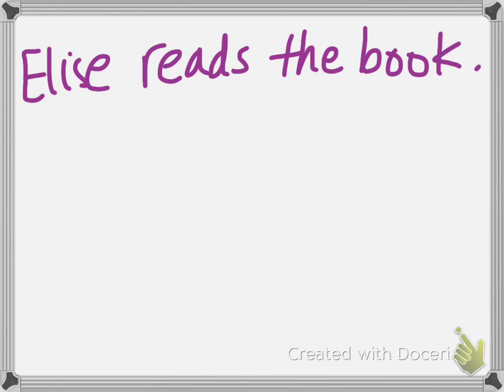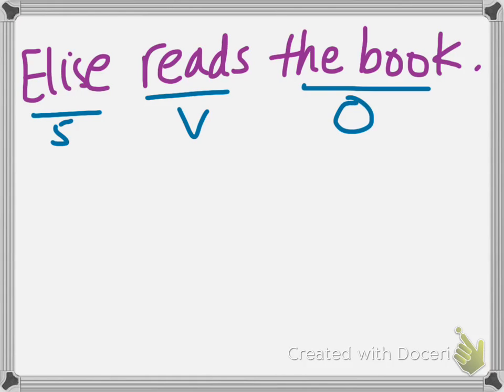So we have our sentence, Elise reads the book. This is a sentence in active voice. Elise is your subject, reads is your verb, the book is your object. Elise is doing the acting. Elise is doing the reading. So that makes this sentence active voice.